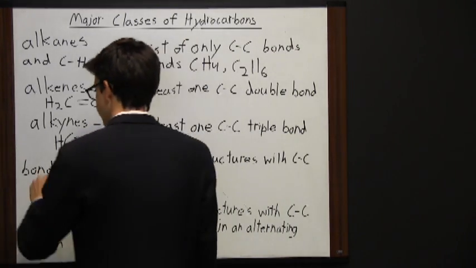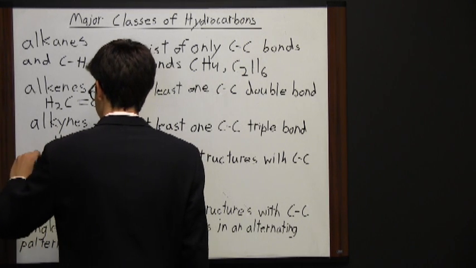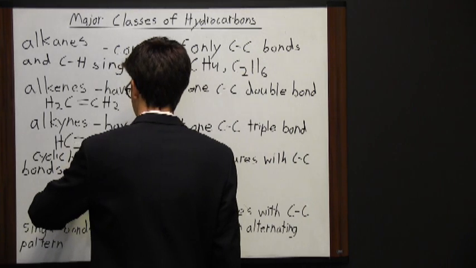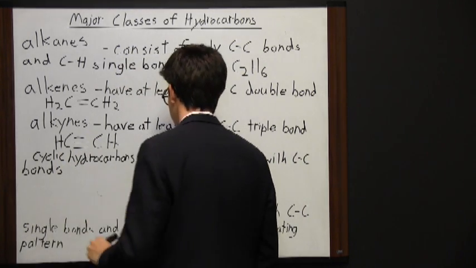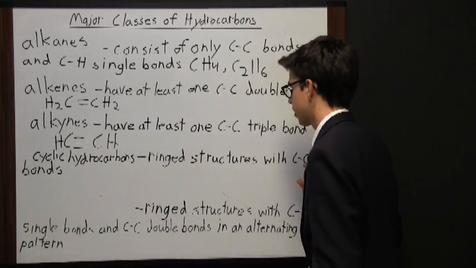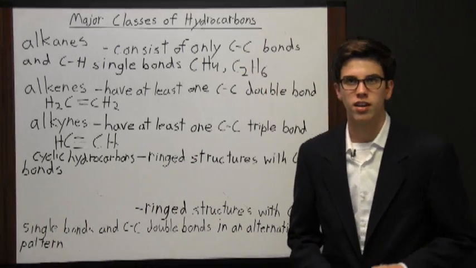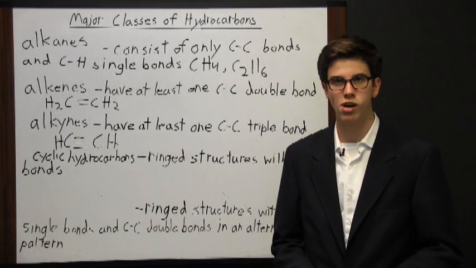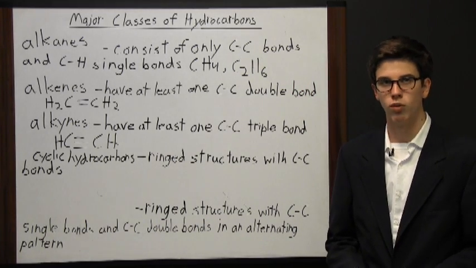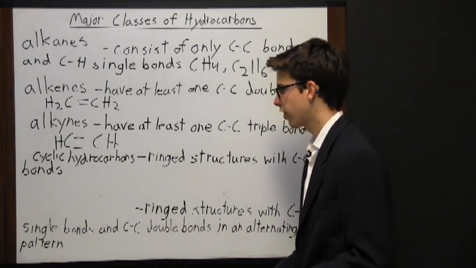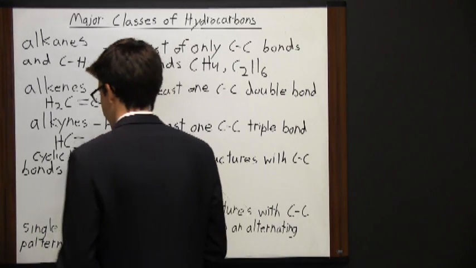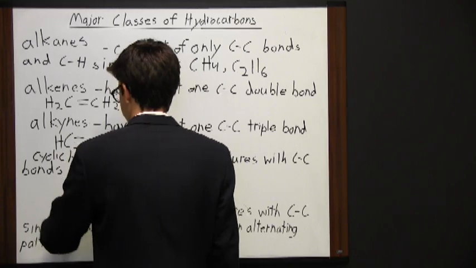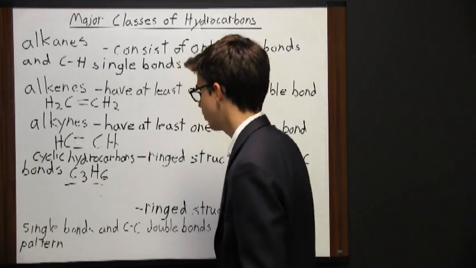Now the fourth type is cyclic hydrocarbons. Cyclic hydrocarbons are ringed structures with carbon-carbon bonds. The carbons are bound together in a triangle shape, and each carbon has 2 hydrogen atoms bonded to it, one above the plane of the triangle and the other below. Again, that's called a cyclic hydrocarbon, and an example of that is this right here, which is cyclopropane.